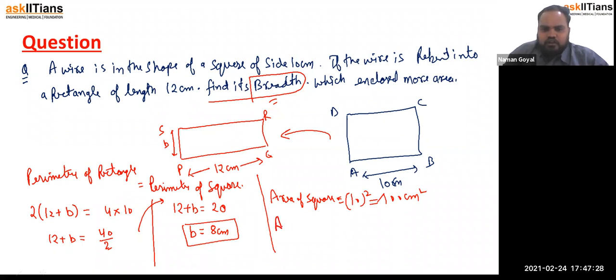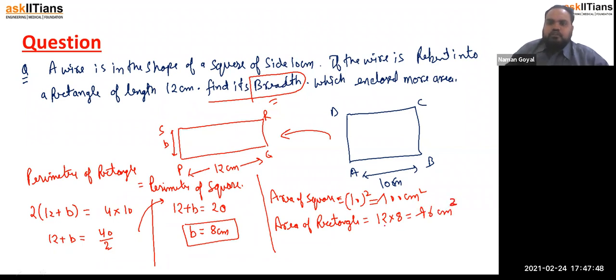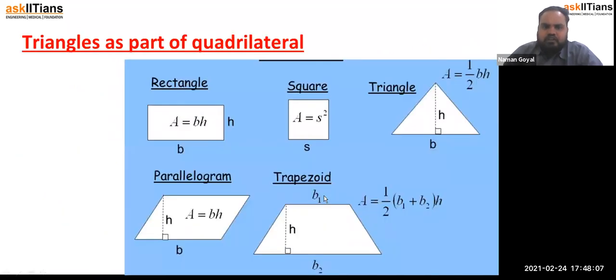Now area of rectangle, which is length into breadth. Length is 12, breadth is 8, which is 96 centimeter square. So if you see, the area of the square is greater than the area of the rectangle. Are you getting my point? So this is the question we have. Is there any doubt in this part? Okay, so we can do these types of questions very easily, right? So now move to our main topic, then we are going to do some questions.